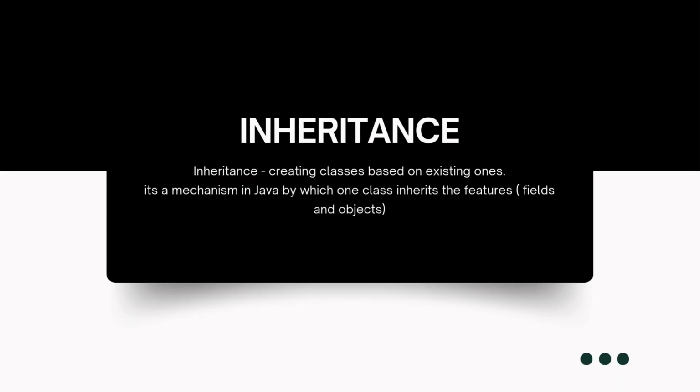So let's start with inheritance. Inheritance is simply creating classes based on existing ones. It's a mechanism in Java by which one class inherits the features, the fields, and objects of another class.